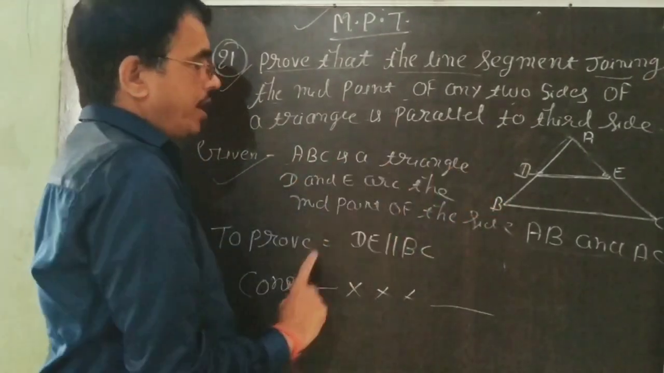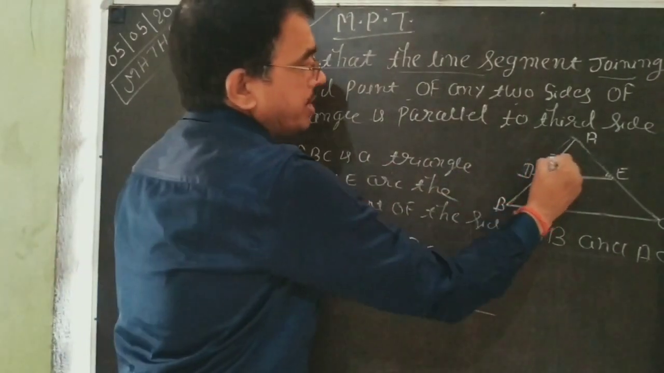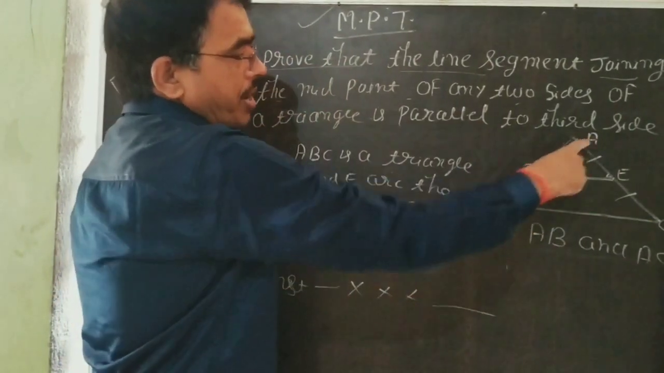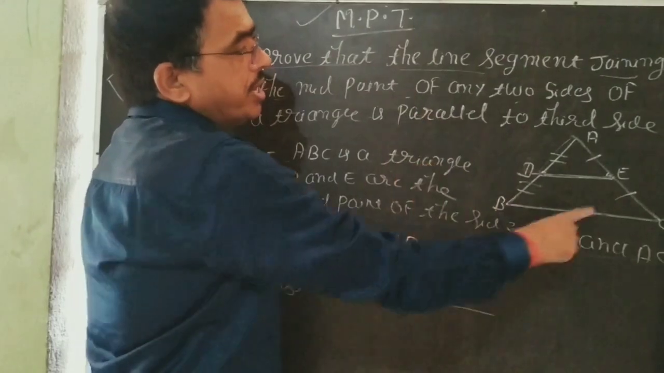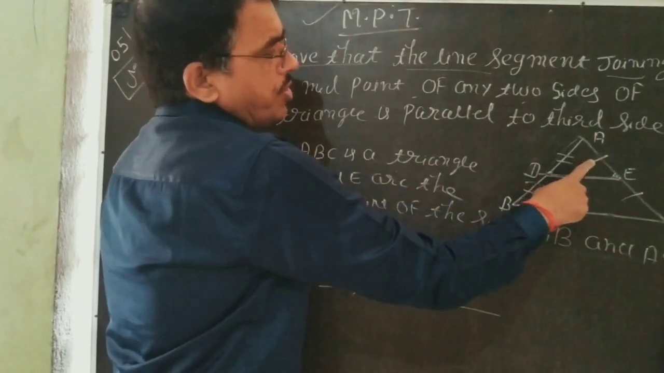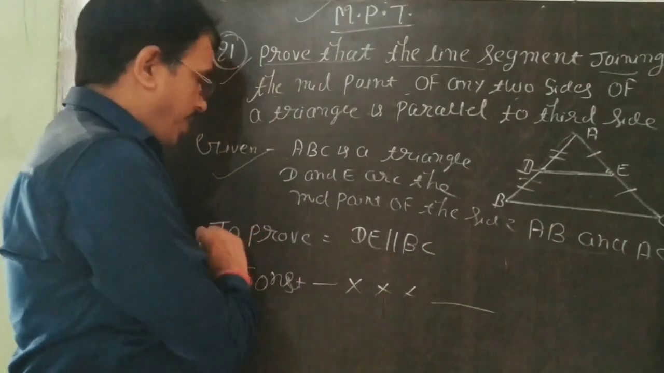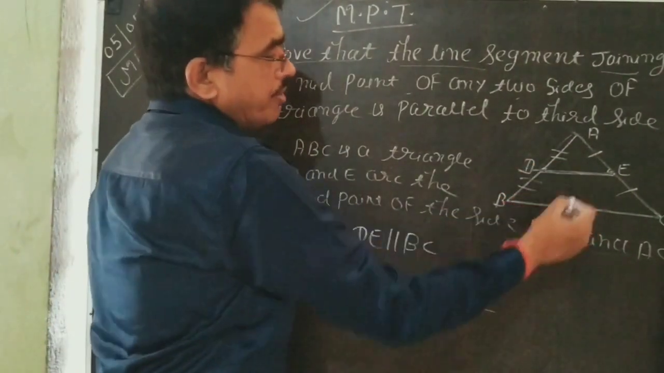Given that ABC is a triangle, and D and E are the midpoints, that means these parts are equal and these are also equal. Because D is the midpoint of AB, AD is equal to DB, and E is the midpoint of AC, so AE is equal to EC, of the sides AB and AC. What to prove? To prove DE is parallel to BC.